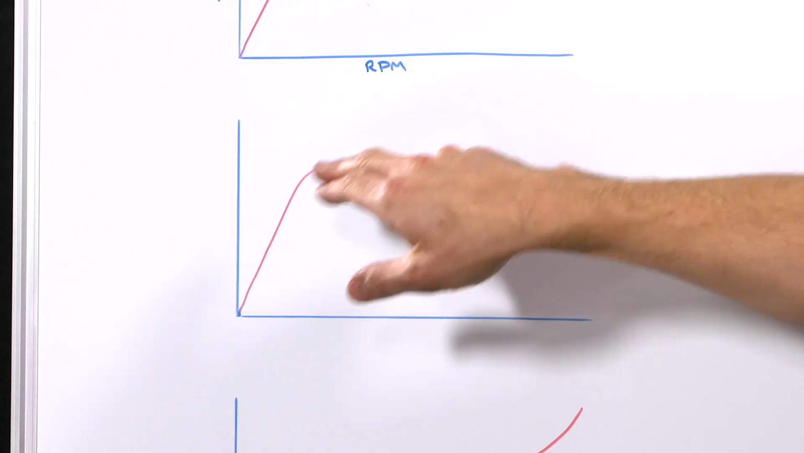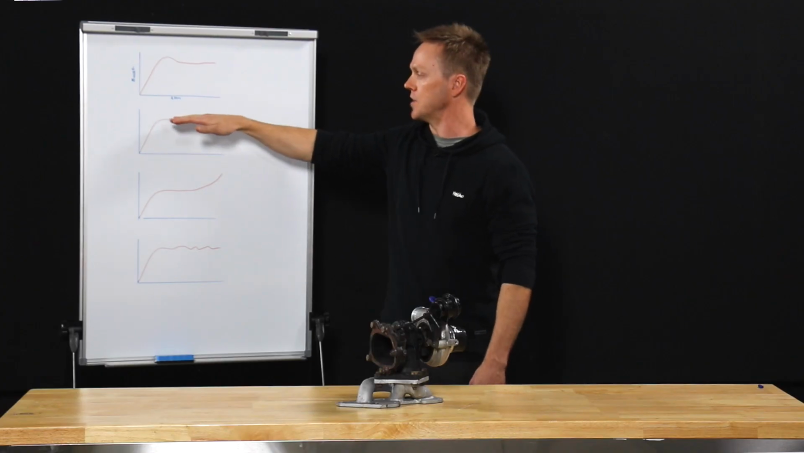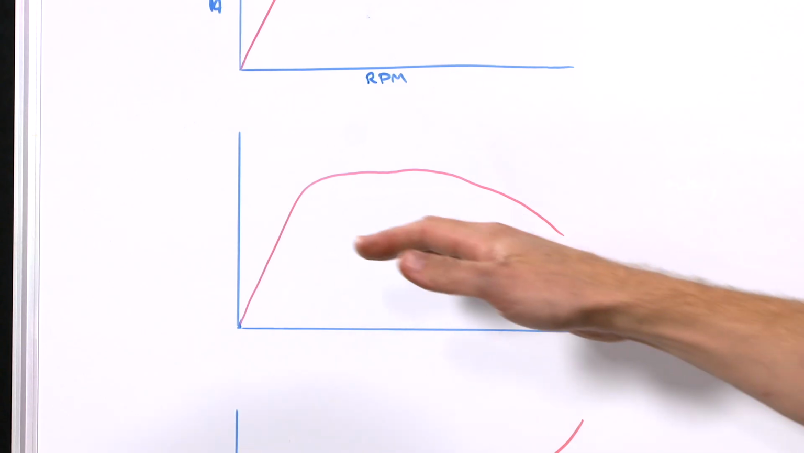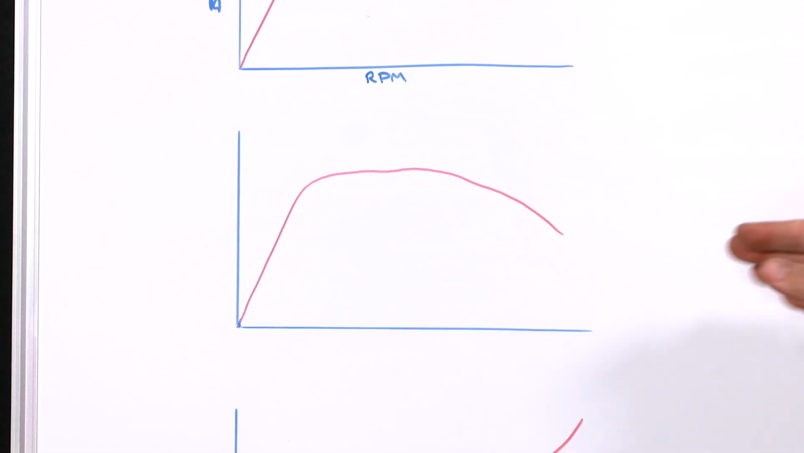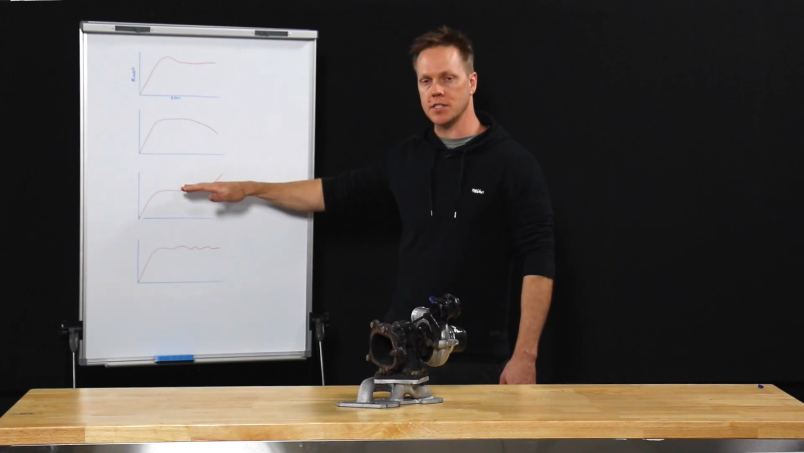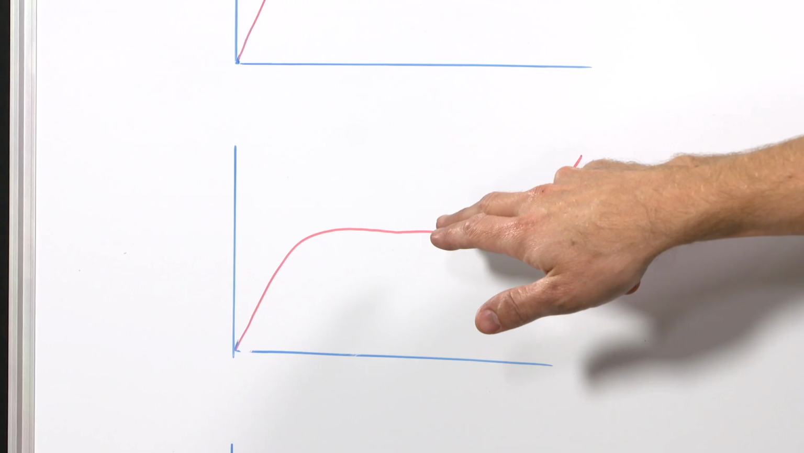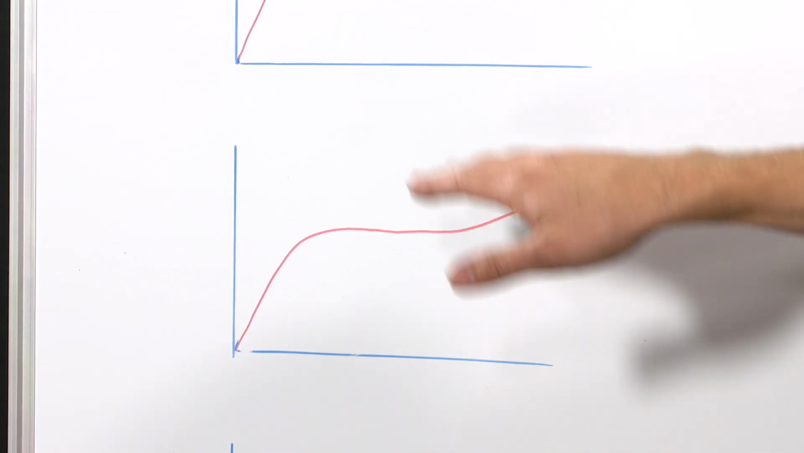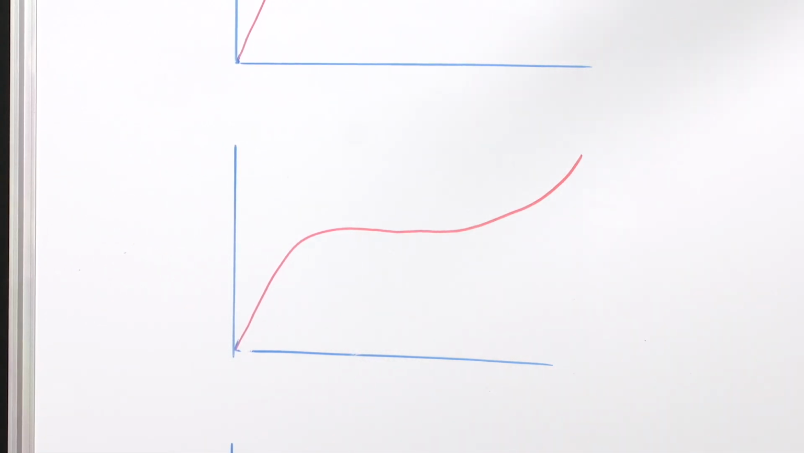The second one is boost taper. Your boost increases, it hits the target, it stabilizes for a bit and then it starts to fall away as RPM increases. The third one is boost creep. Boost rises, it stabilizes at your target boost pressure, and then when you get to a certain point in the RPM range, it will just start to increase uncontrollably.